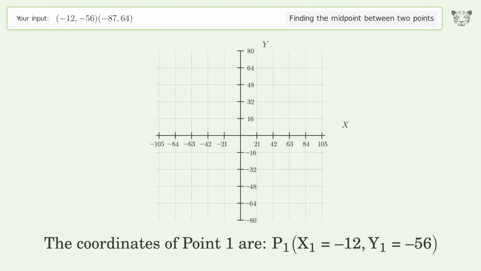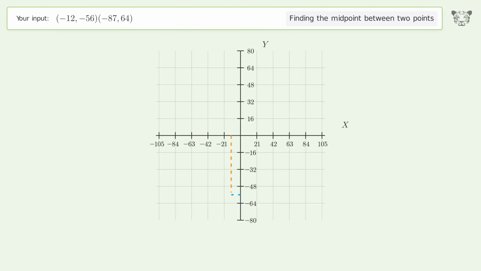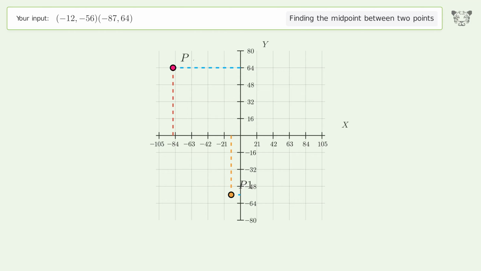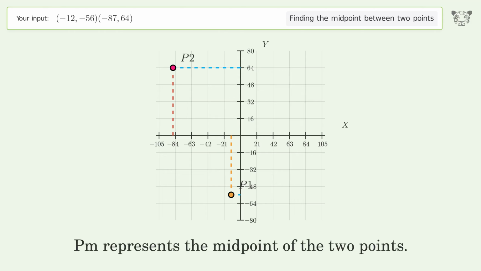The coordinates of point 1 are, x1 equals -12, y1 equals -56. The coordinates of point 2 are, x2 equals -87, y2 equals 64. PM represents the midpoint of the 2 points.